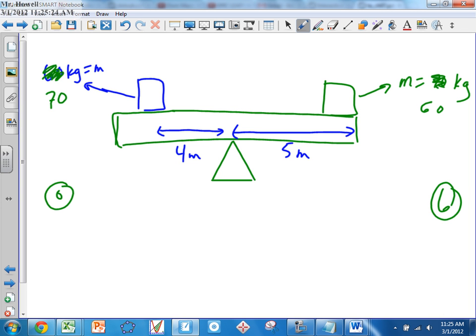When I was a kid, my parents had a seesaw where you could actually move the seat. You could move in and out. I know.